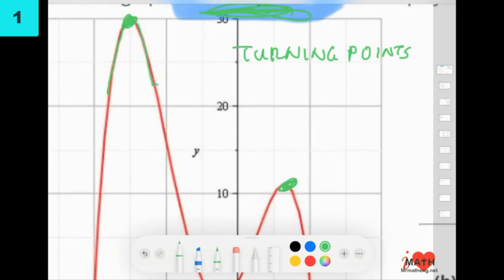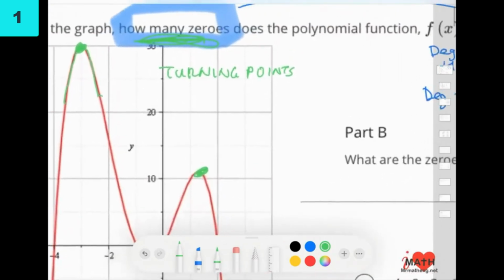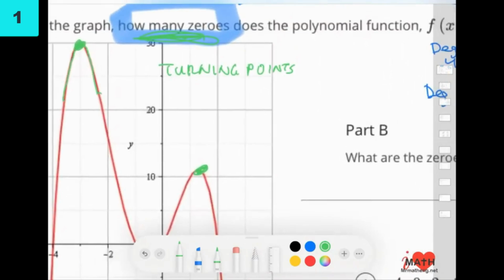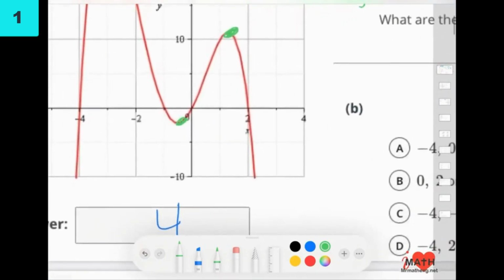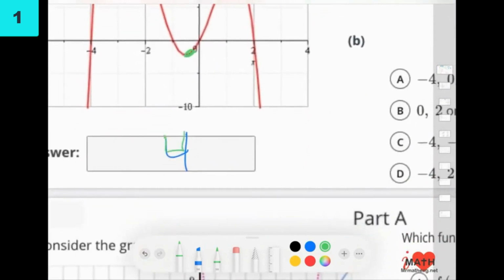So in this problem, I have 3 turning points. And the formula is the degree minus 1. So let's just say you don't even have a formula, you just have the graph here. You just solve for the degree. So I just add 1 and you'll have the degree to be 4. So that's a second way to show you how the answer is 4.